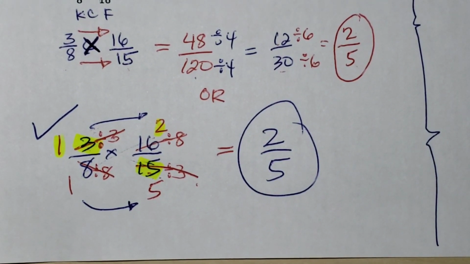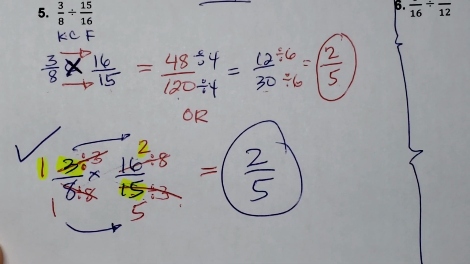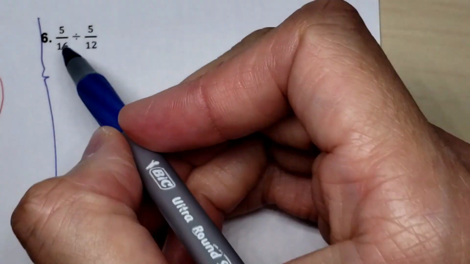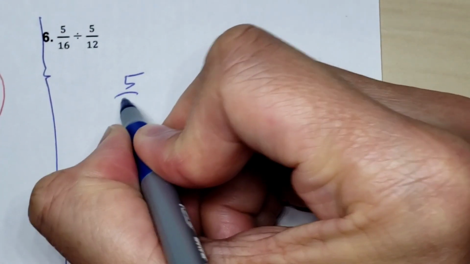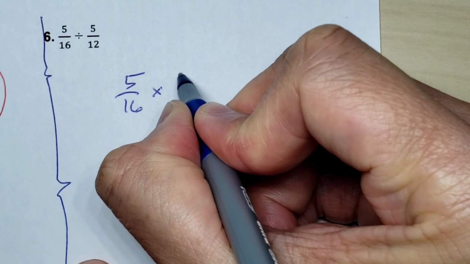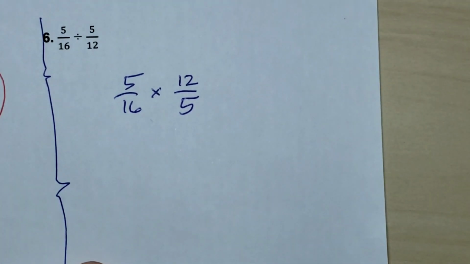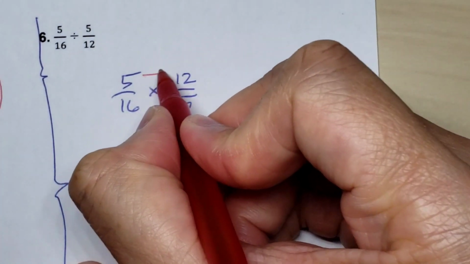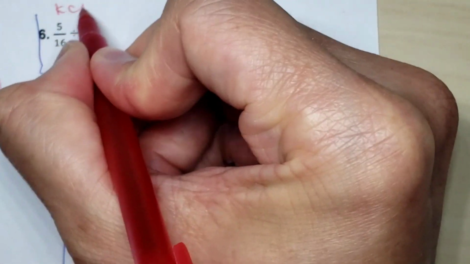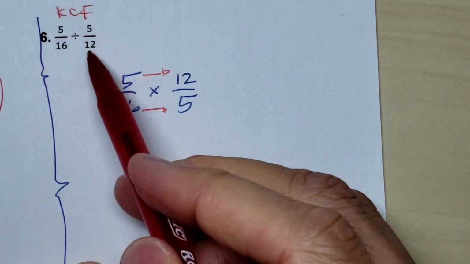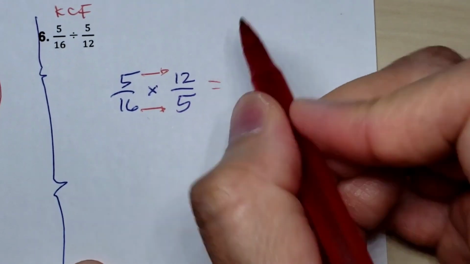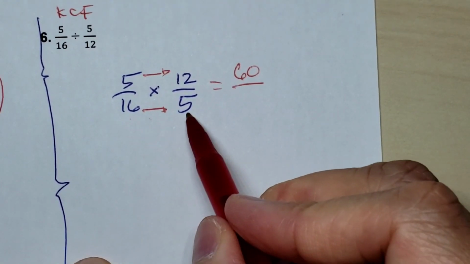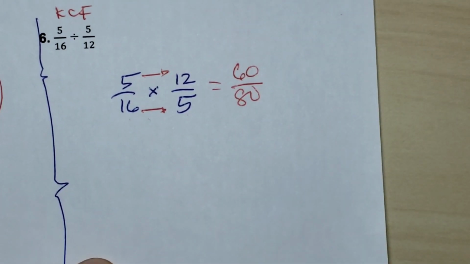This really works, and it will really, really help you out if you study how to cross-simplify. Now, let's try number 6. So number 6, we got 5 over 16 times 12 over 5. Now, you can multiply straight across again if you want to. Again, we do keep, change, flip before I forget, so you won't get confused. We multiply by its reciprocal. So 5 times 12 is 60, and 16 times 5 is 80. See, that's a big number.